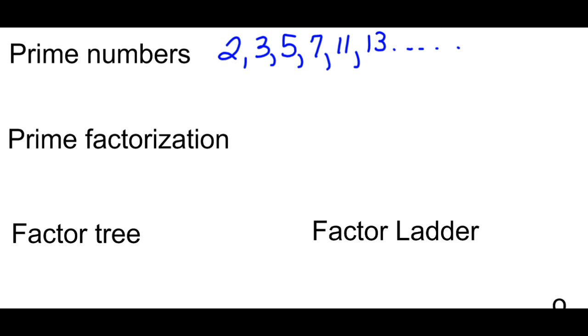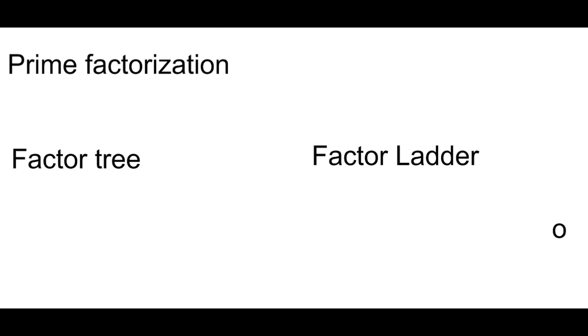Okay? Prime factorization, you've probably seen it two different ways: a factor tree and a factor ladder. So for the factor tree, we are going to do the prime factorization of 64. In order to do that, think of any two numbers that will multiply together to give you 64. Well, I'm going to go with 8 and 8. Are either one of those prime? No, they are not. So we need to keep going.